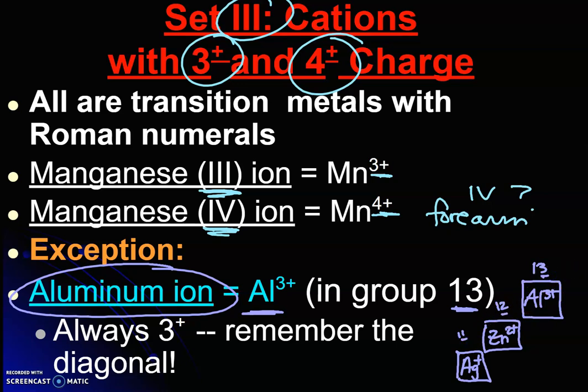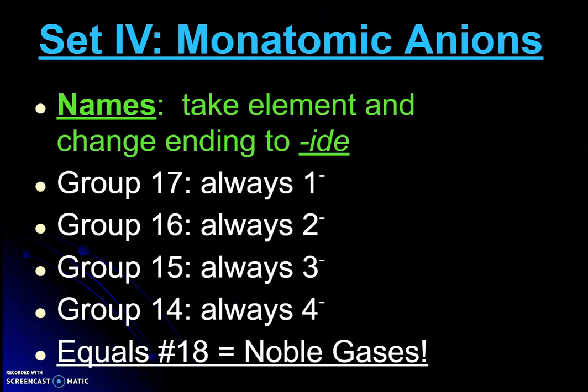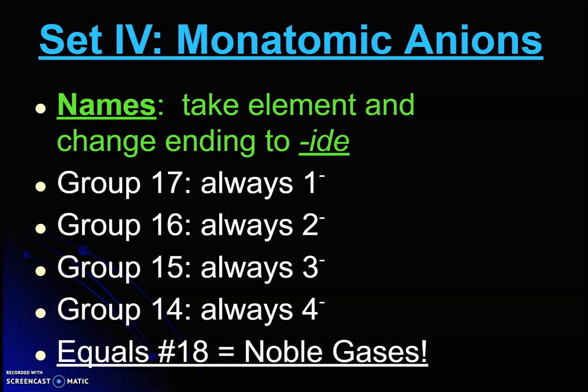There are definite patterns to the periodic table as you learned from the previous chapter. Okay, set 4, monatomic anions. These are all going to be negatively charged ions made up of just one element.